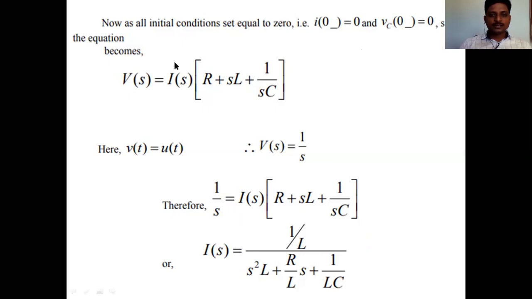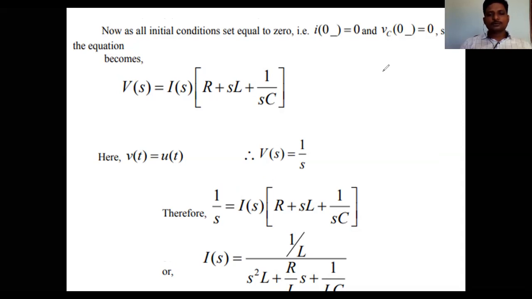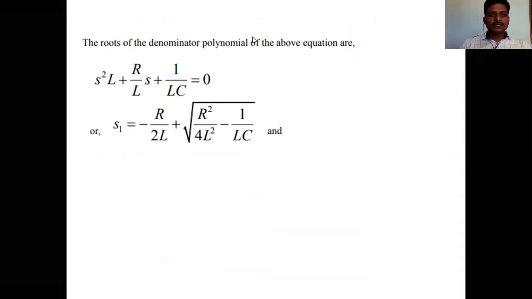As you can see, the denominator is a quadratic equation. It is in the form of ax square plus bx plus c. So you know how to solve a quadratic equation. If you want to find the roots of a quadratic equation ax square plus bx plus c equal to 0, then the roots of that quadratic equation are minus b plus or minus root of b square minus 4ac, by 2a. So if you apply that, then you can write this.